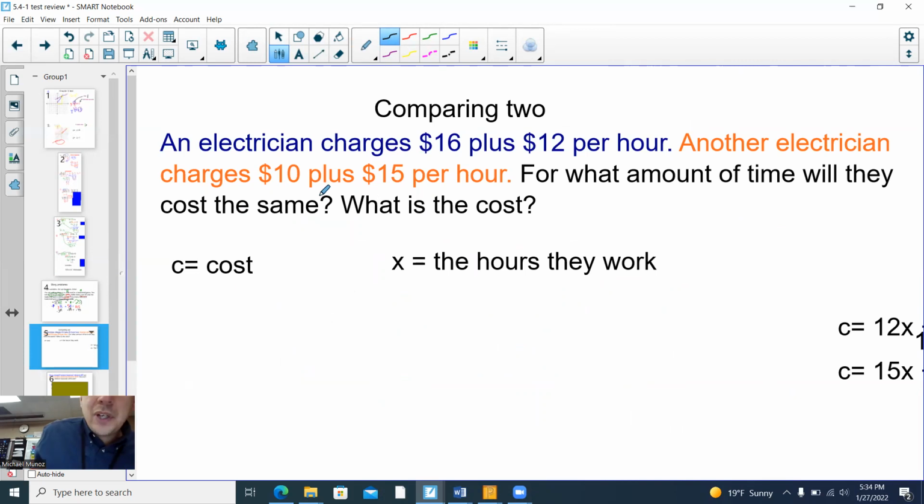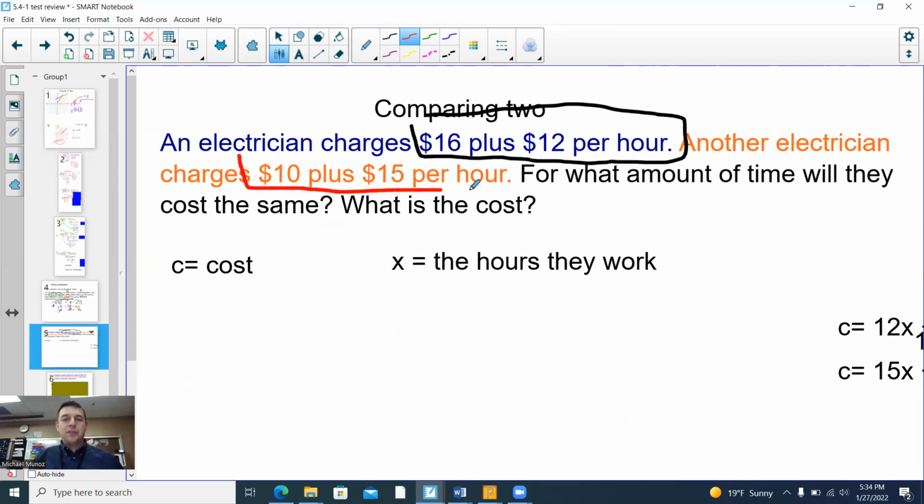Here, when we're comparing two items, this one's new. But when we're comparing two items, basically all we're going to do is set them equal to each other. I know that one electrician charges $16 plus $12 an hour. The other one charges $10 plus 15 an hour.